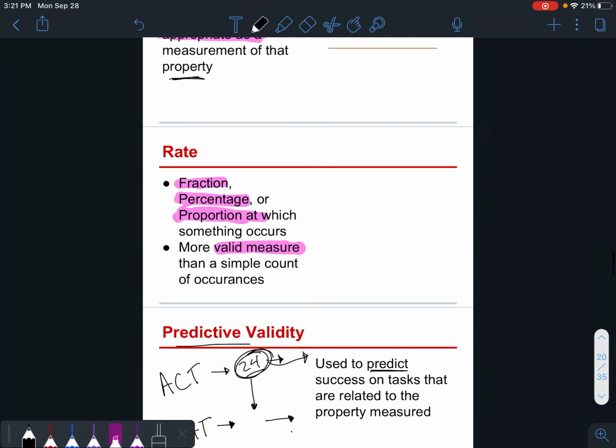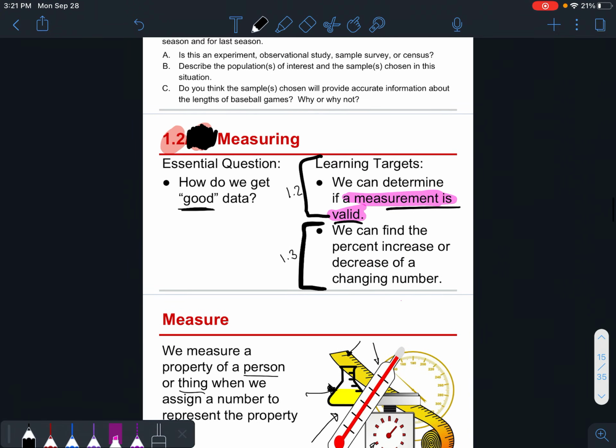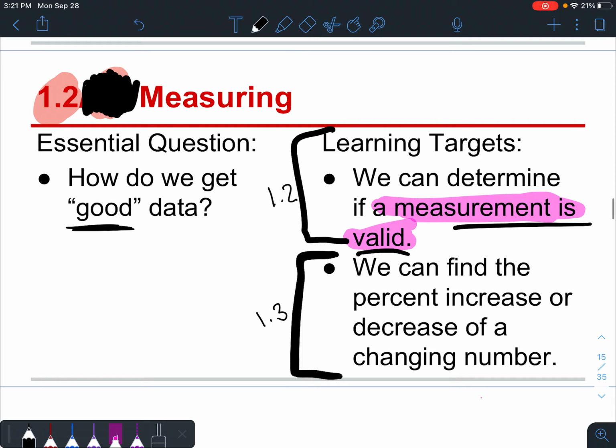So that right there is our section 1.2. So what you got out of this, how do we get good data? We're building up to that as we work our way through.